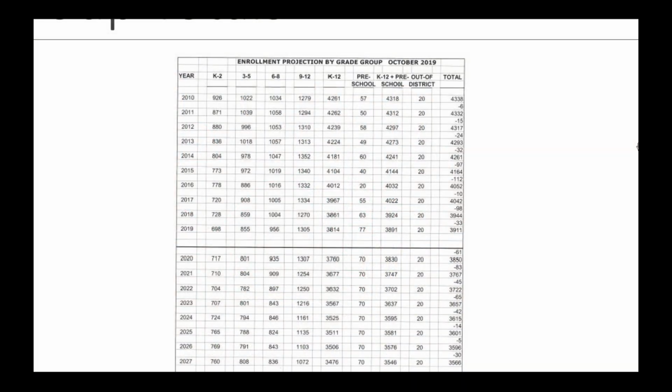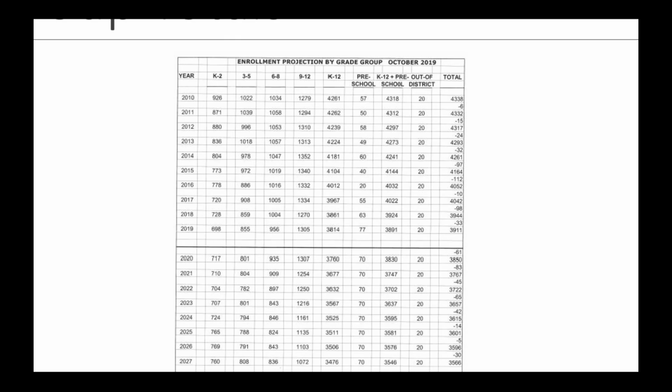Okay, so if we look at enrollment projection by grade group, in 2020, we anticipate that K-2 will be 717 students. Grades 3 to 5 are going to be 801. Grades 6 to 8 will be 935. Grades 9 through 12 will be 1307. That brings us to our total of 3760.